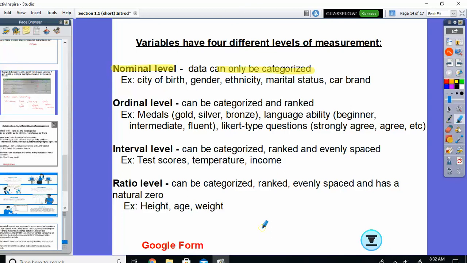Ordinal, basically each of these builds on the other. So you have categories, but you can also rank it. So like the Olympics, gold, silver, bronze. They have categories and we can rank them. Gold is the best, silver's next, bronze is after that.